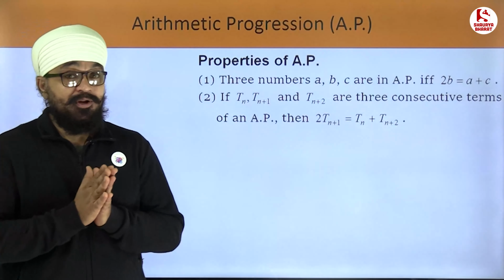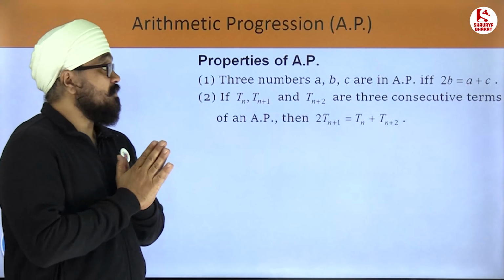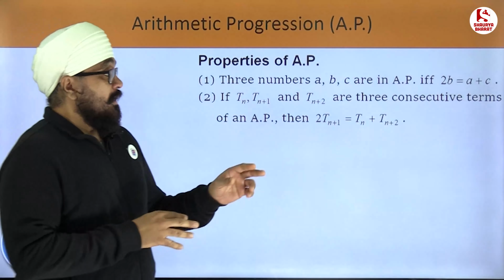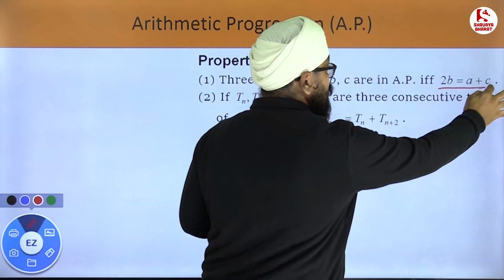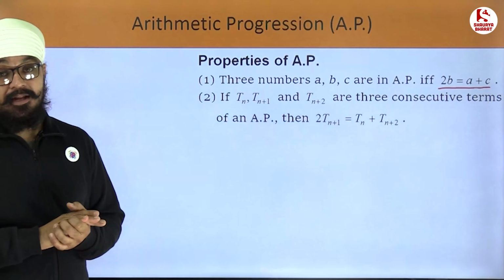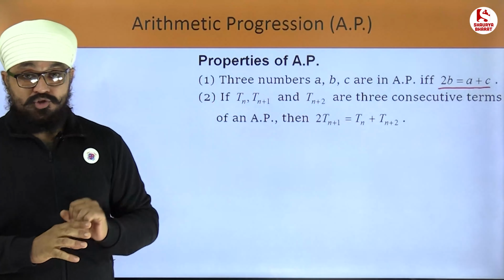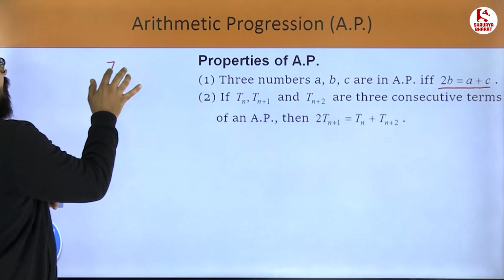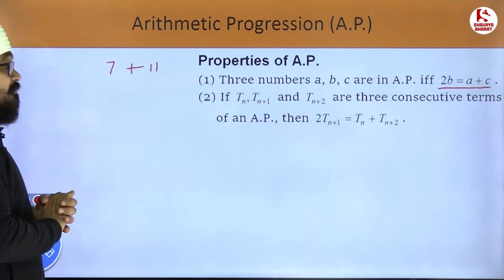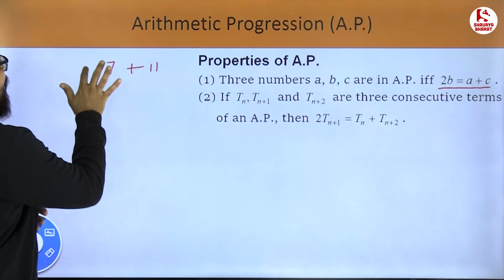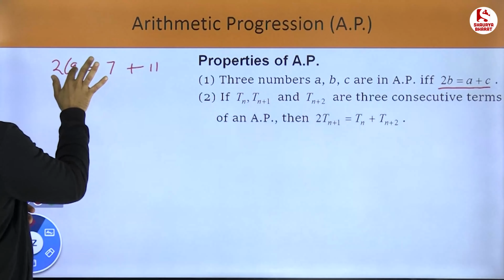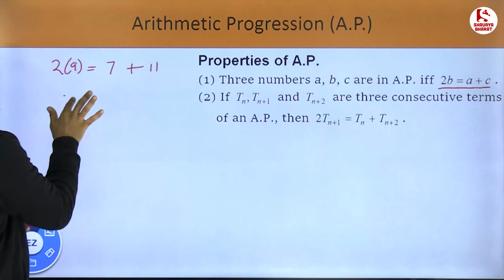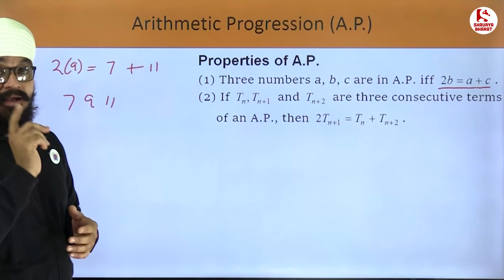Now we have one more important property. If three numbers are forming an AP, then double of the middle number is equal to the sum of the first and the last. The property is written there: 2b is equal to a plus c. Suppose I take 7 and 11. What is the sum of 7 and 11? It is 18, and 18 is double of 9. So if this type of result comes in front of you, you can directly predict that 7, 9 and 11 will form an AP.